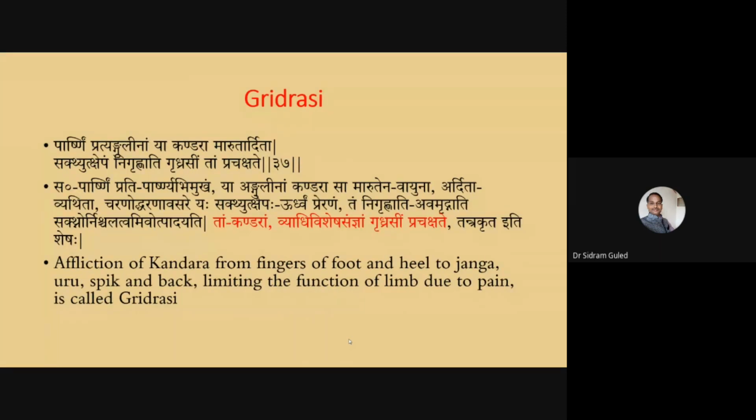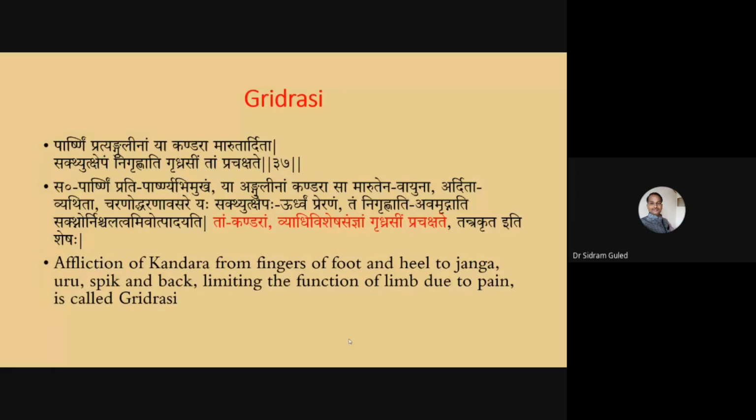Then coming to the Gridhrasi, it is an extended condition of the Katishula or Katigata Vata. And if the Katigata Vata is severe, it is going to lead into the Gridhrasi. In mentioning the definition of Gridhrasi, in the Ashtanga Sangraha and Ashtanga Hridaya, Vagbhata has considered: Parshni Pratyangulinam Ya Kandara Sa Marutarpita Satukesham Nigrannati Gridhrasim Tam Prachakshate. So a very interesting definition has been given by him. Tam Kandaram Vyadhi Vishesha Samjnam Gridhrasim Prachakshate.